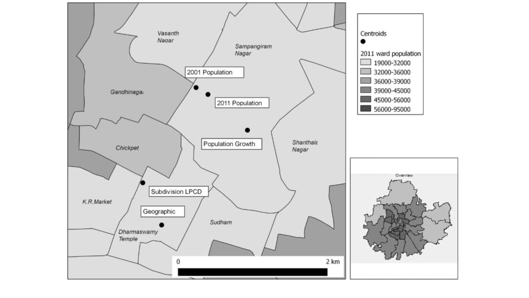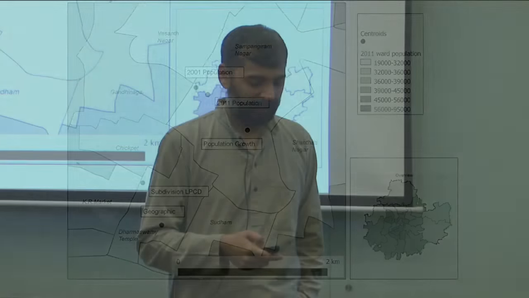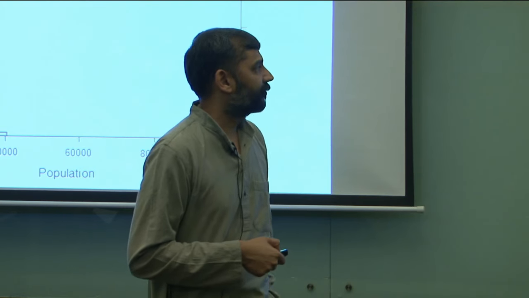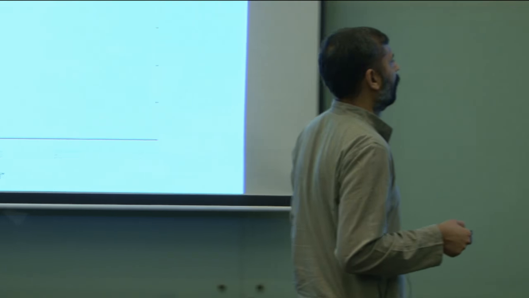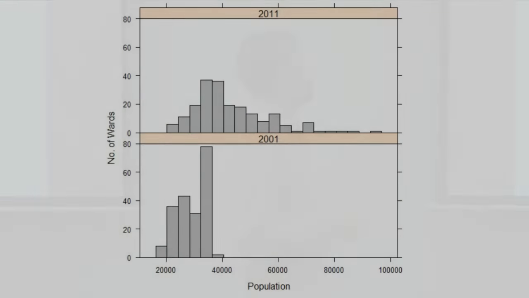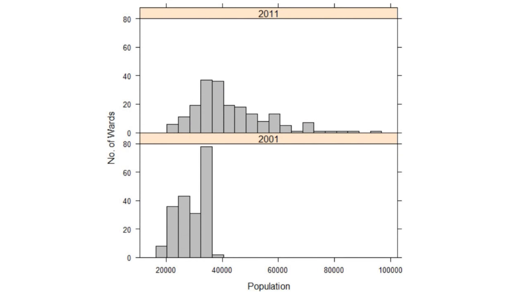So essentially what you've seen is growth around the city. In 2001 you didn't have any wards over 40,000 population, and now most wards are over 40,000 people. All right, so putting it all together, let's get to water supply, right?